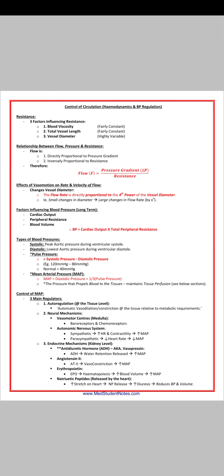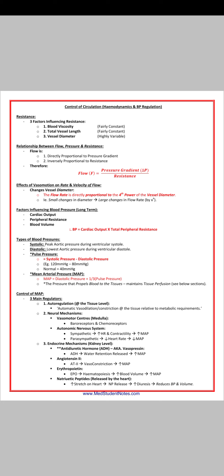How is pulse pressure calculated? Pulse pressure is calculated by the systolic pressure minus the diastolic pressure. For example, if the systolic reading is 120 mmHg and the diastolic reading is 80 mmHg, then the value of pulse pressure will be 40 mmHg.